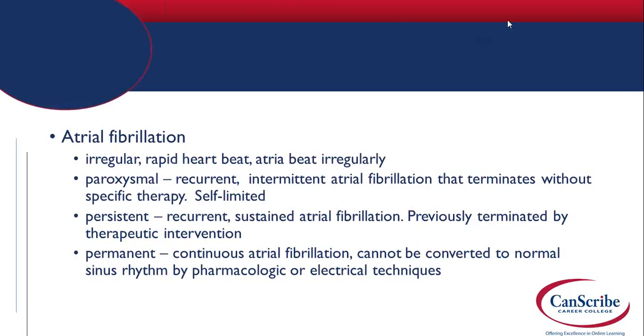Persistent atrial fibrillation is recurrent and sustained, and it's usually terminated by some kind of therapeutic intervention, either medicines or some kind of electrical technique. And then permanent atrial fibrillation is just continuous. You can't convert it to normal sinus rhythm by any means. Usually, if someone has this, they will be on medication, but even going back to the doctor, doing electrical techniques, or using medications, it's not going to stop the atrial fibrillation. It's going to continue on.